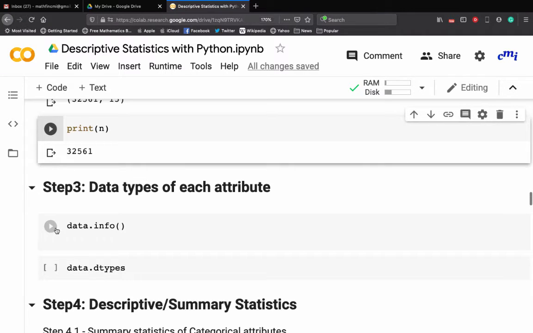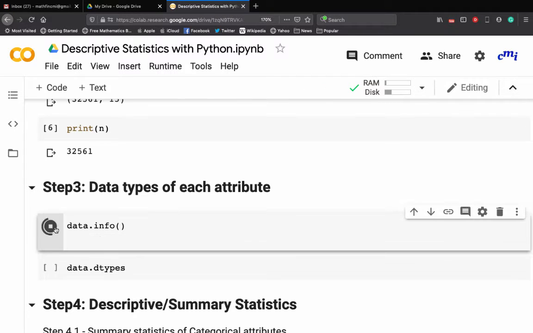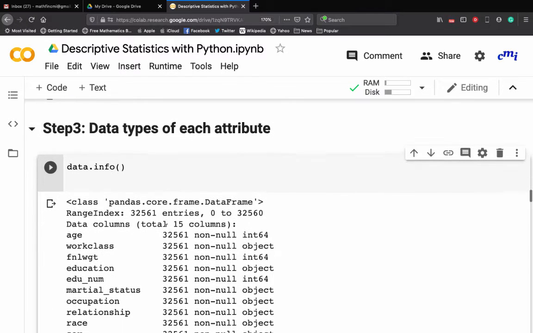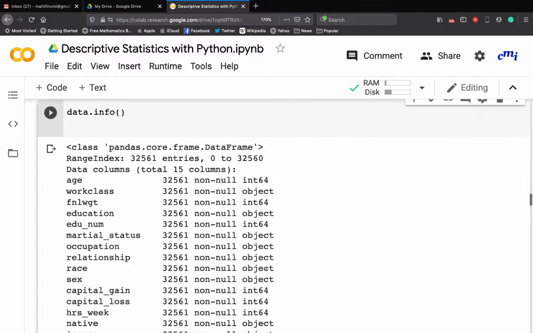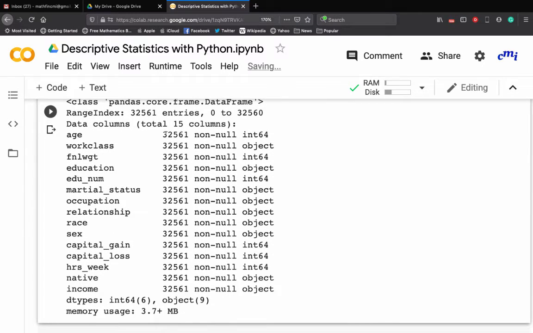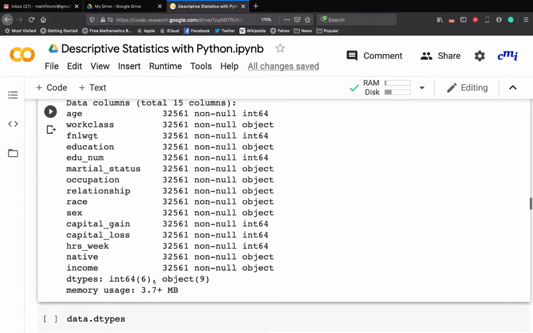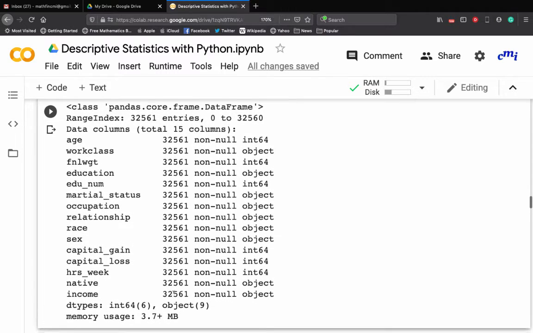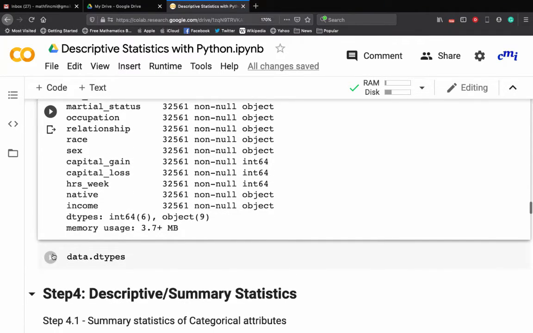Now I am going to see the data types of each attribute. Not all 15 variables are going to be the same. Some of them will be integers, some of them will be objects, some of them will be characters. All of them have 32,561 entries. The size is 3.7 megabytes, so it's a moderate size dataset, I would say.